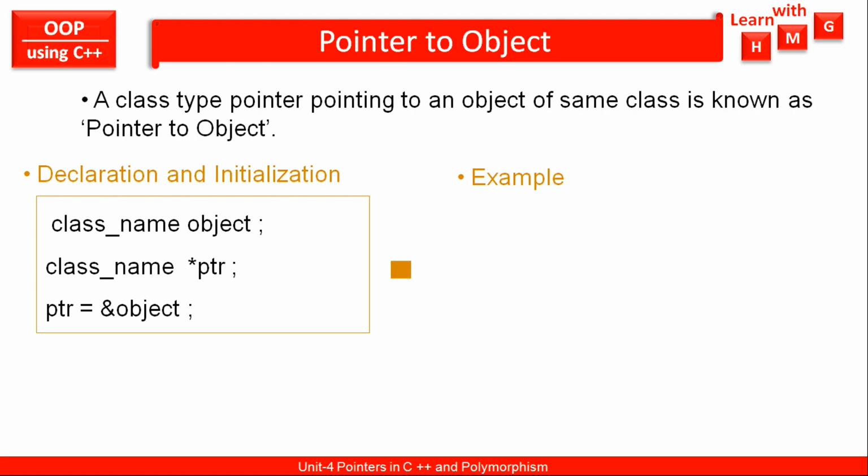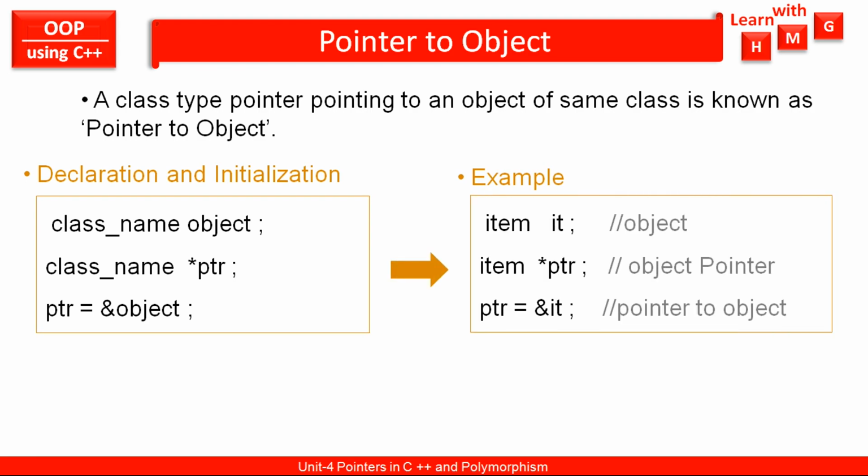Let us see the example. So here item IT. So here IT is an object of the type item class. So we have created the object in the first step. Now let us create an object pointer of the same class. So item *ptr. So ptr is here an object pointer or pointer object of the class item. Now initialize the pointer with the address of object as ptr = &IT. So like this, the ptr will point to the object IT.